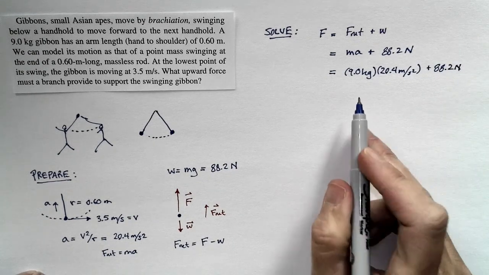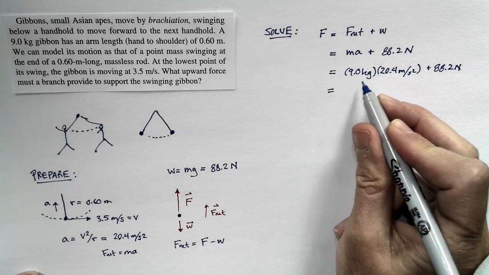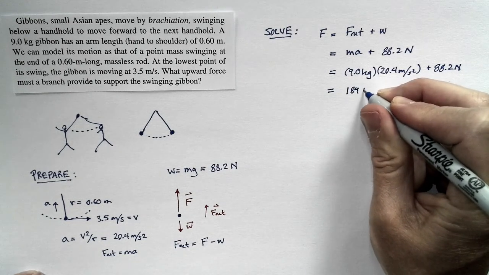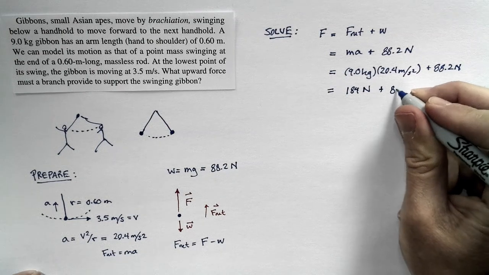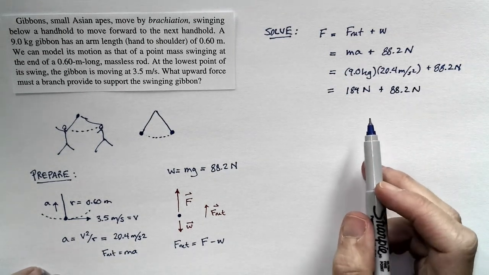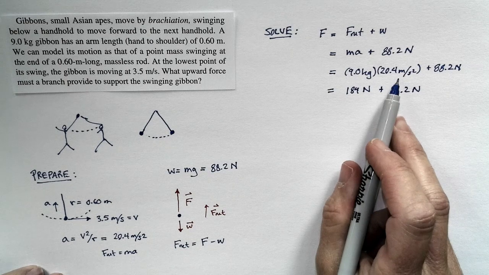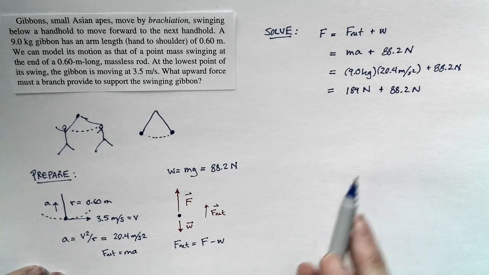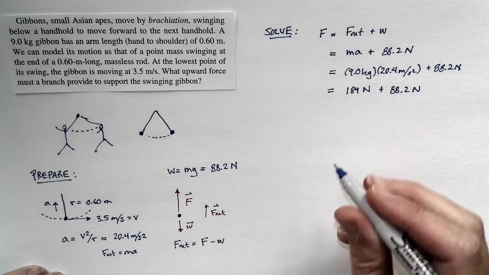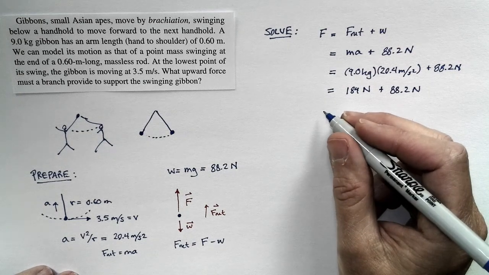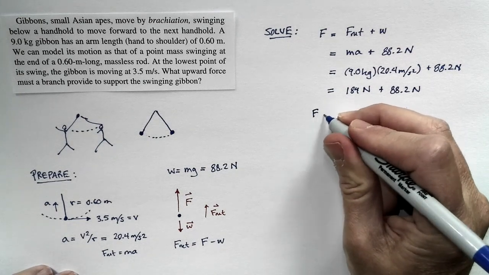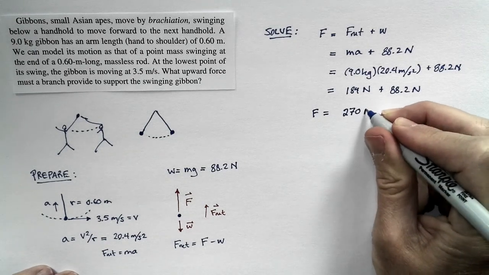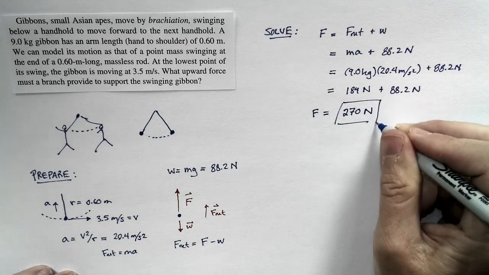Now I'm going to calculate this number right here, the 9 kilograms times 20.4. And if I do that, I get 184 newtons. Okay, and then that's plus 88.2 newtons. This magnitude of the net force is double the gibbon's weight. And that makes sense because the acceleration is approximately 2 g's. So that's just a way to check myself. Now I'm going to calculate what the force is by taking these two numbers and adding them. I'm going to round it to two significant figures, and I get a force of 270 newtons.